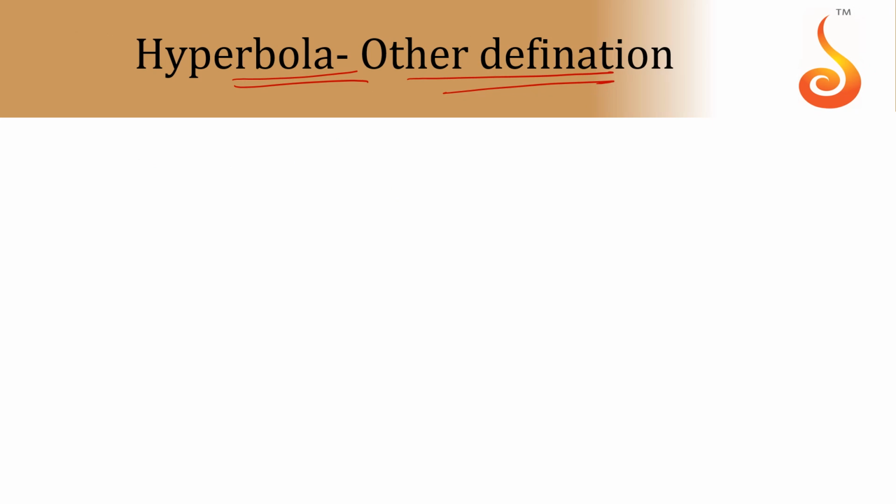The other definition of hyperbola. Let S and S dash be two fixed points, then SP minus S dash P, the difference must be a constant, and that constant must be less than SS dash. Then only the locus will be a hyperbola.